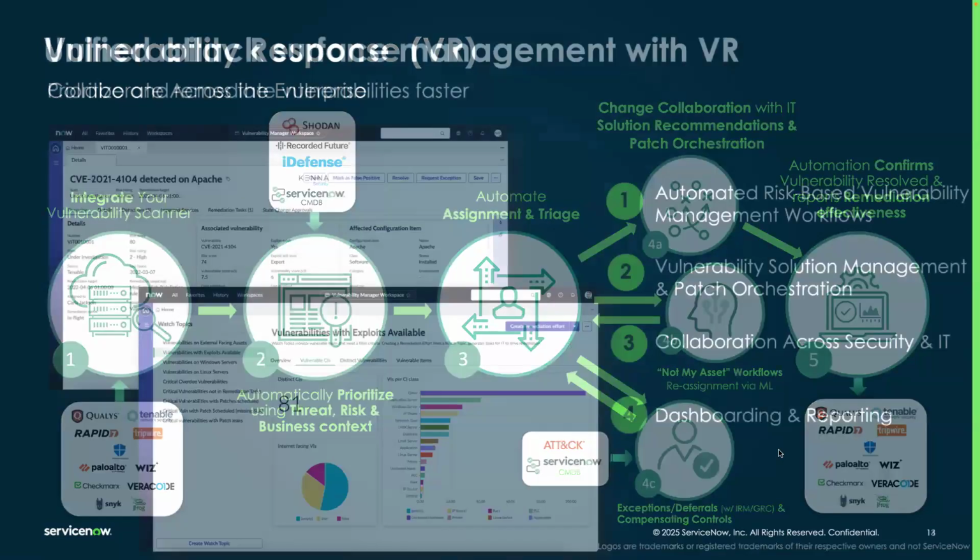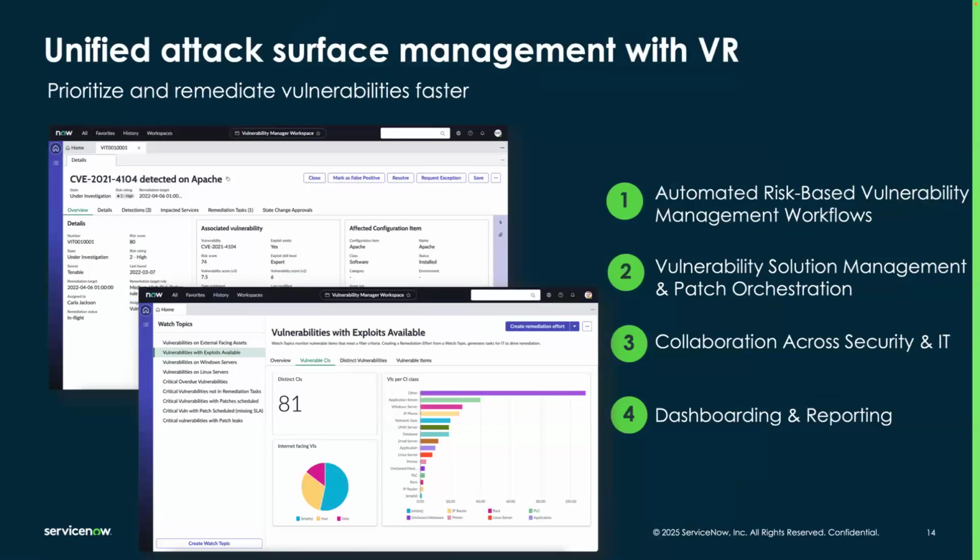Let's move and just get a quick flavor of what vulnerability response looks like. So this is our vulnerability manager workspace. This is where vulnerabilities come in and they're grouped and assigned to the appropriate teams. And vulnerability managers can set up watch topics to understand the status of important vulnerabilities in the environment that they want to keep tabs on.